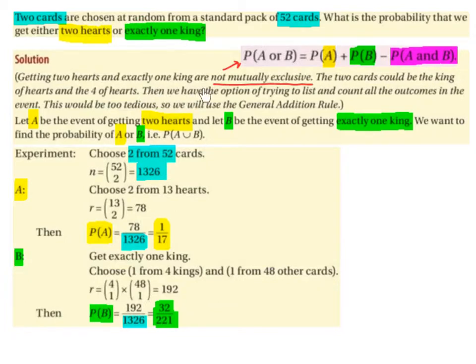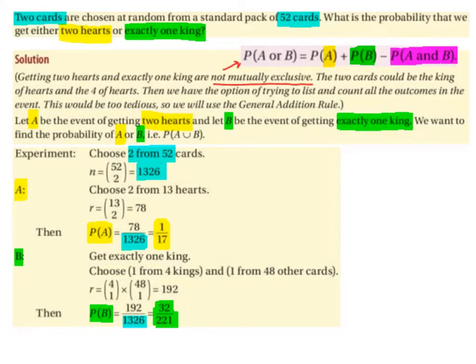Then we have the option of trying to list and count all the outcomes in the event. This would be too tedious, so too long, so we will use the general addition rule. Let A be the event of getting two hearts, and let B be the event of getting exactly one king. We want to find the probability of A or B, i.e. the probability of A union B.